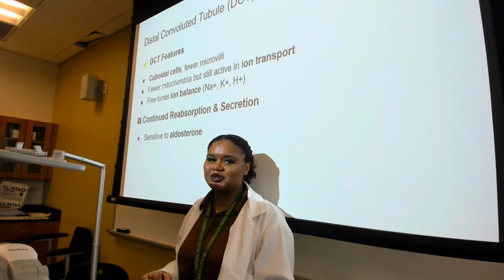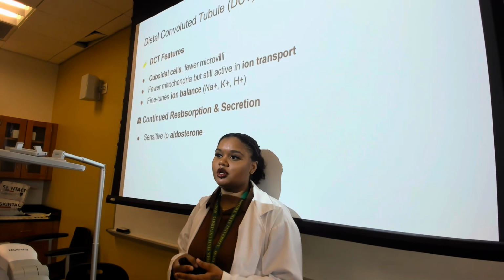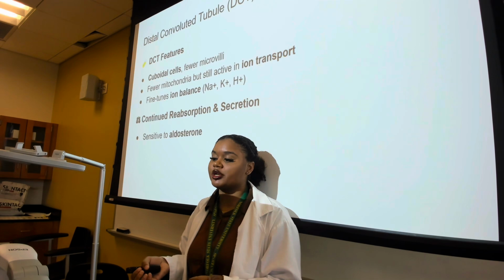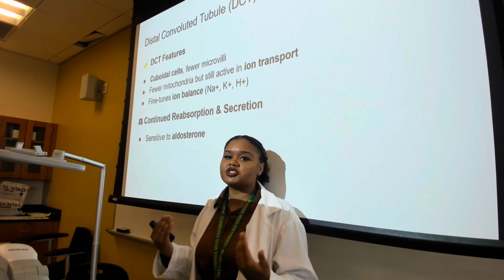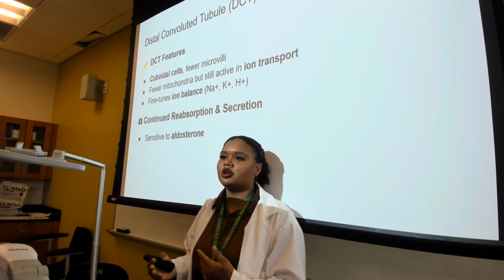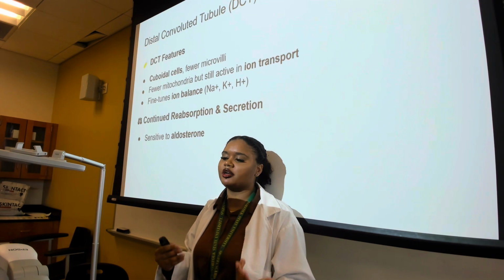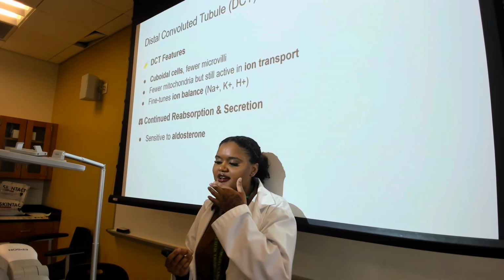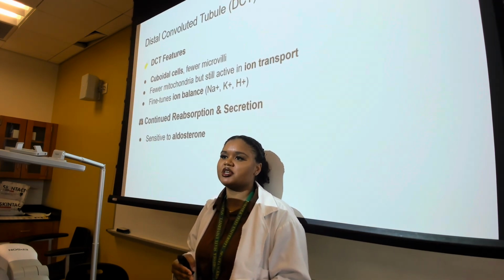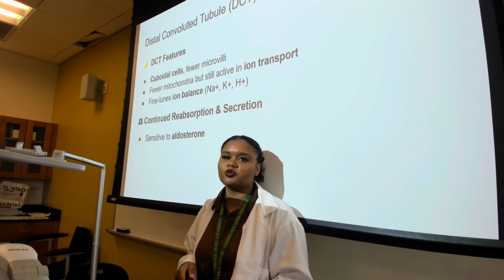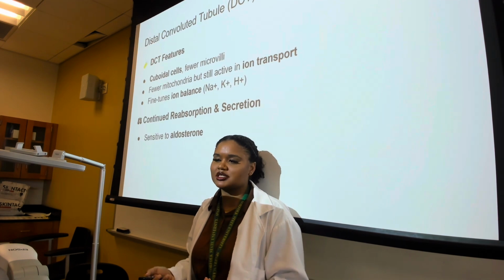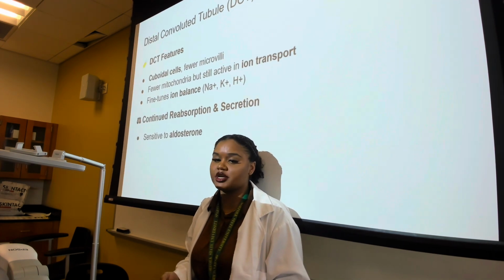I jumped ahead. So the distal convoluted tubule is made of cuboidal cells. Again, it's important to know the histology, and they have fewer microvilli and fewer mitochondria, so not as much ATP as before, but you're still getting that ion active transport, and it fine-tunes that ion balance. So it's going to reabsorb sodium and secrete potassium and hydrogen ions, so it's kind of fine-tuning that. And by fine-tuning that, it brings in more water to keep you hydrated. And then there's continued reabsorption and secretion, which is sensitive to aldosterone in that RAS system, okay? That's why that RAS system is so important in our kidneys.